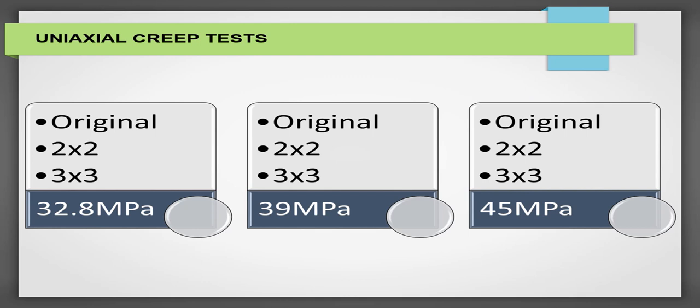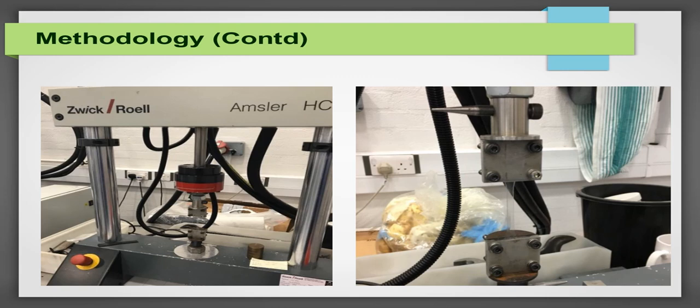Okay, this slide illustrates what I've said before, the different uniaxial creep tests that were carried out for each of the three samples. This slide shows the uniaxial creep tester with the dumbbell sample clamped between the two clamps. This machine will apply a constant stress on the sample according to your settings, and it will measure the strain for the duration of the test.